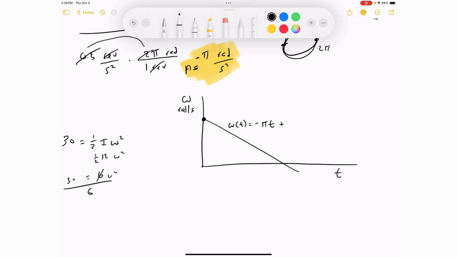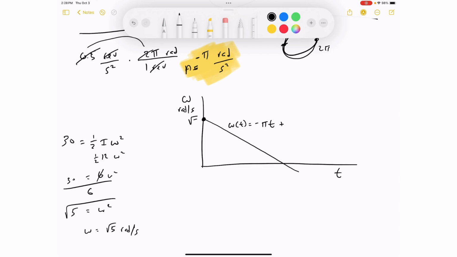And 30 divided by 6 is 5. So 5 is equal to omega squared, and I'll just take the square root of that. And so then omega is equal to the square root of 5 radians per second. So I use the energy of this disc, of this flywheel, to figure out how fast it's going. Yeah, and so it's square root of 5.